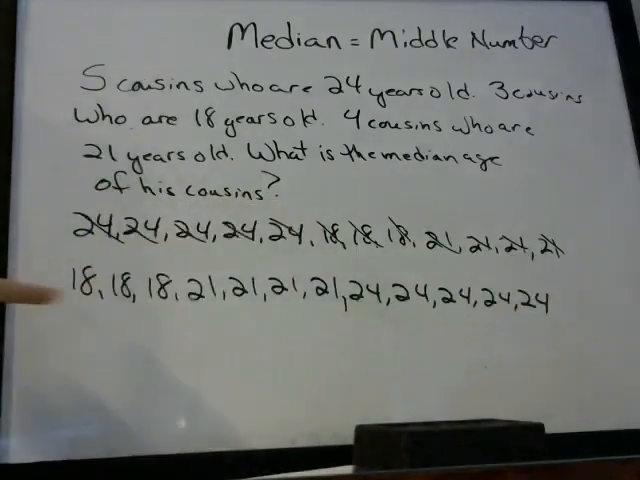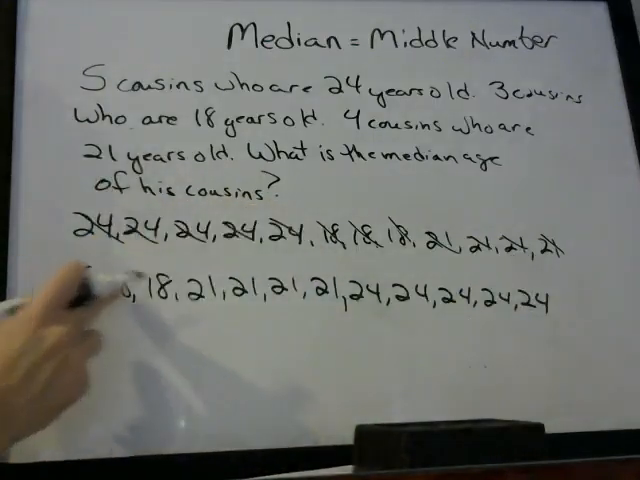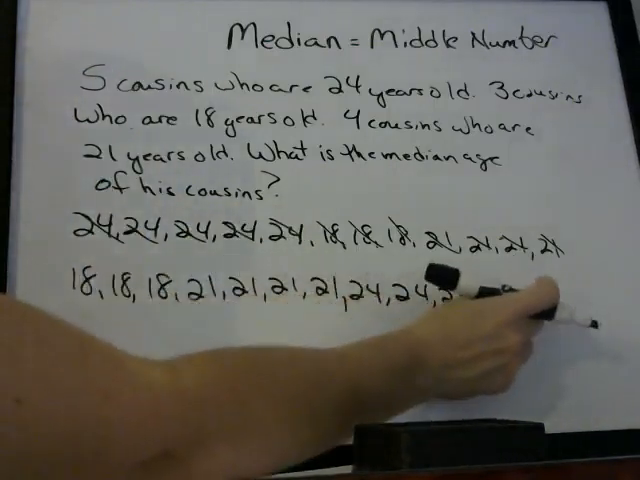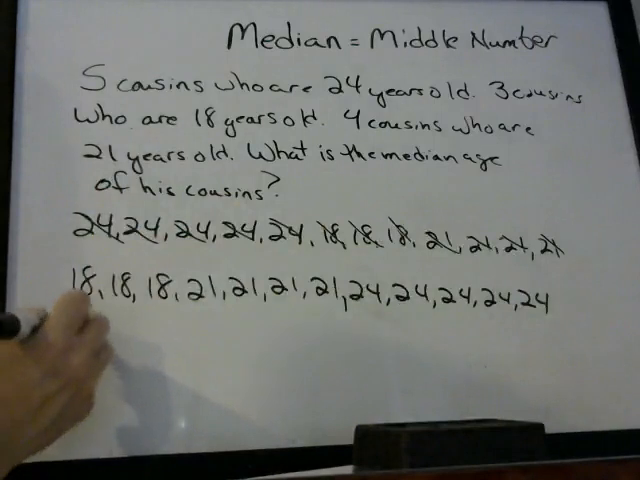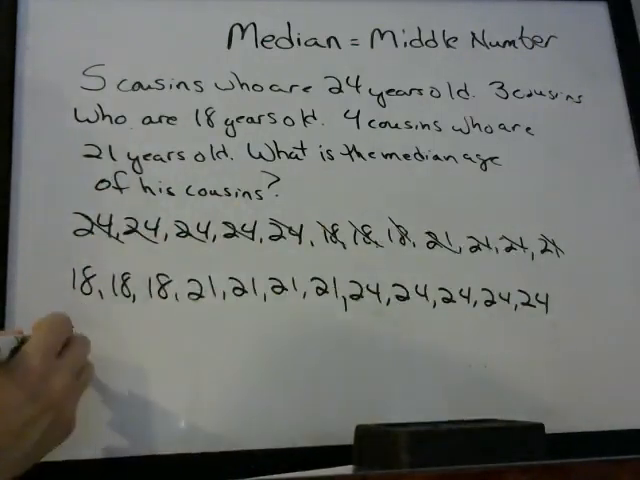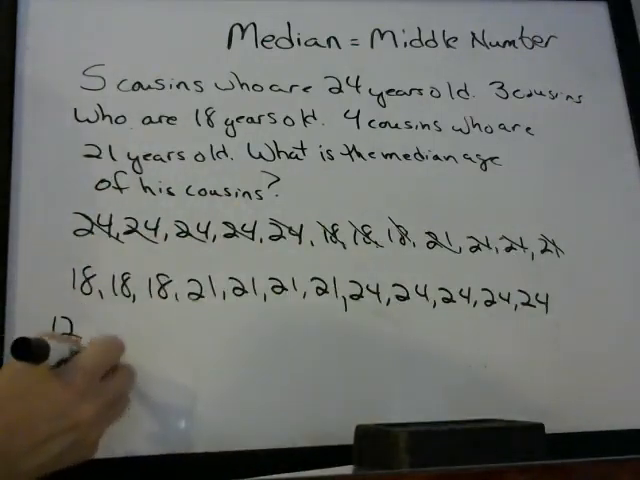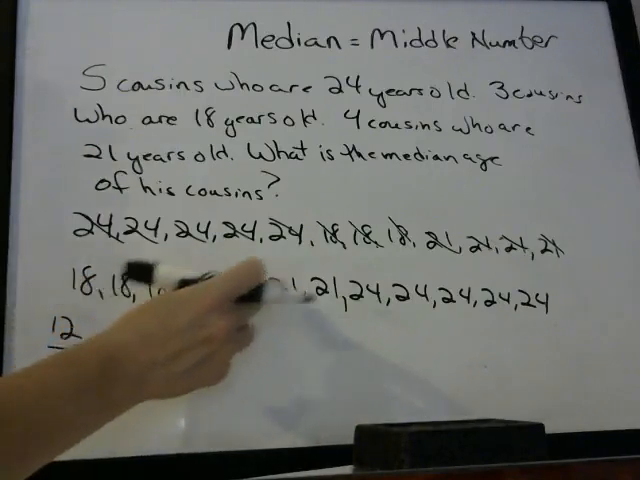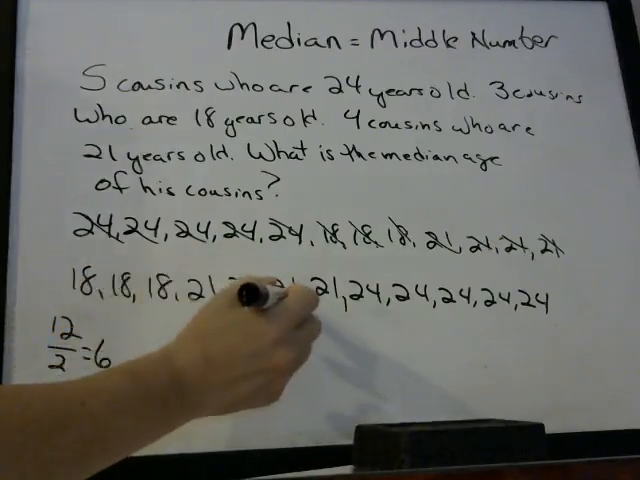So how many data elements do we have? 1, 2, 3, 4, 5, 6, 7, 8, 9, 10, 11, 12. There's 12 of them. So it's an even number. Divided by 2 equals 6. So we go to the sixth element. 1, 2, 3, 4, 5, 6. So here we have 21.